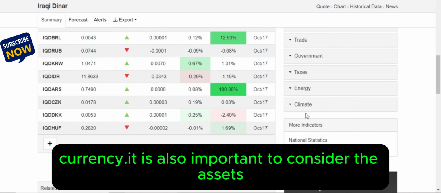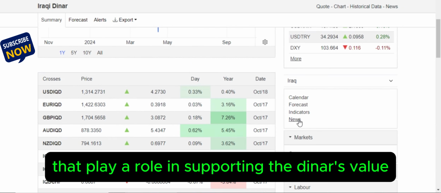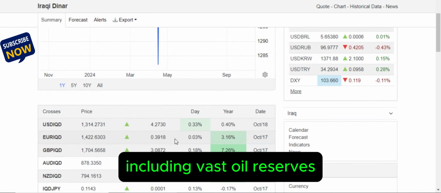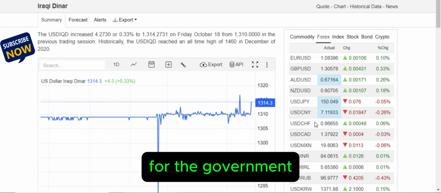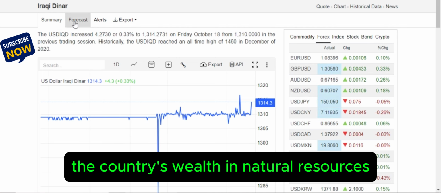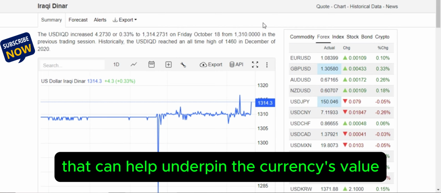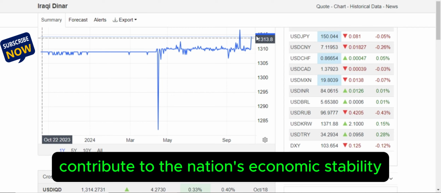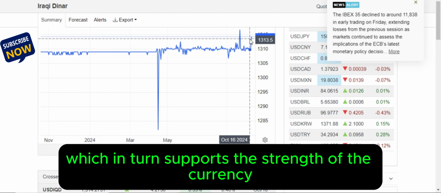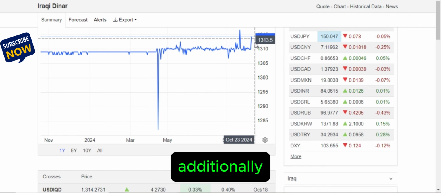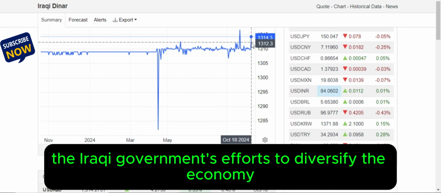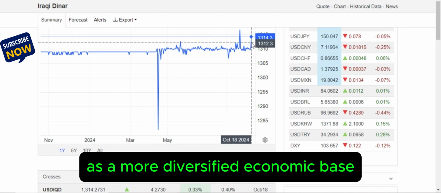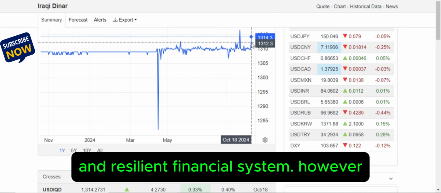It is also important to consider the assets and variables that play a role in supporting the dinar's value. Iraq possesses a range of economic assets, including vast oil reserves, which provide a critical source of revenue for the government. The country's wealth in natural resources, particularly oil, is a key factor that can help underpin the currency's value. The global demand for oil and the revenue generated from its export contribute to the nation's economic stability, which in turn supports the strength of the currency. Additionally, the Iraqi government's efforts to diversify the economy and reduce dependence on oil revenue may further enhance the prospects for a stronger dinar, as a more diversified economic base can create a more stable and resilient financial system.